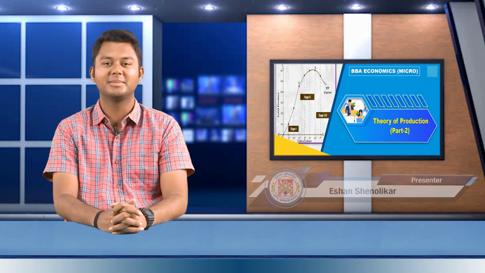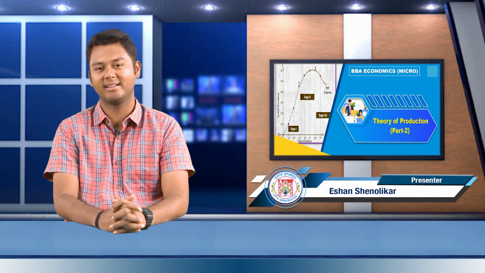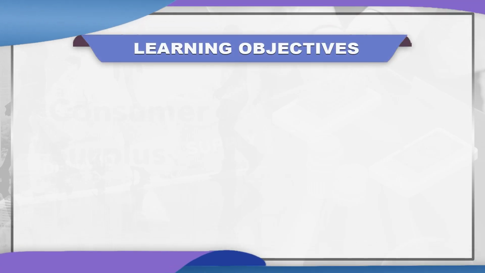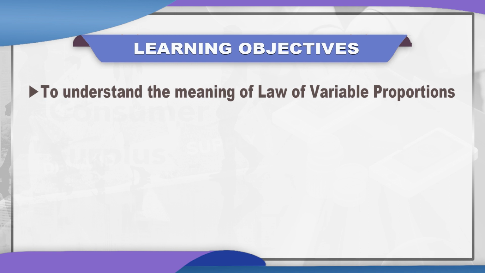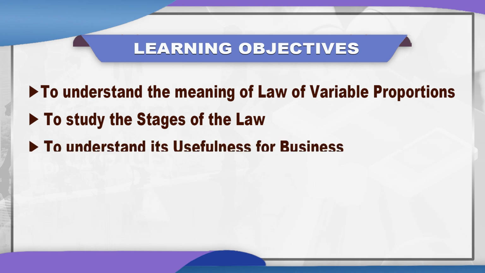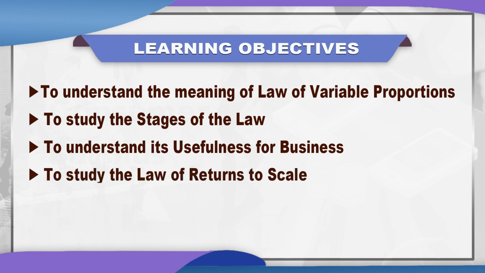Hello students, my name is Ishan Shenolekar and today I will be speaking about Theory of Production, second part. Let us start with the objectives of this session. First we will start with understanding the meaning of law of variable proportions. Then we move to study the stages of the law of variable proportions. Moving on, we try and understand the usefulness of this law for business.